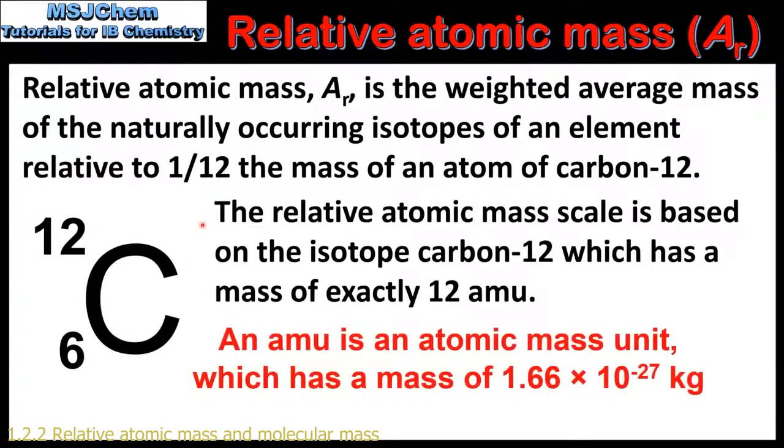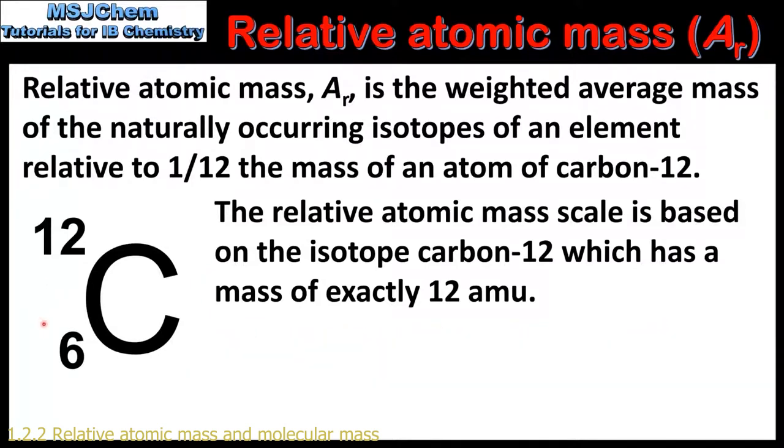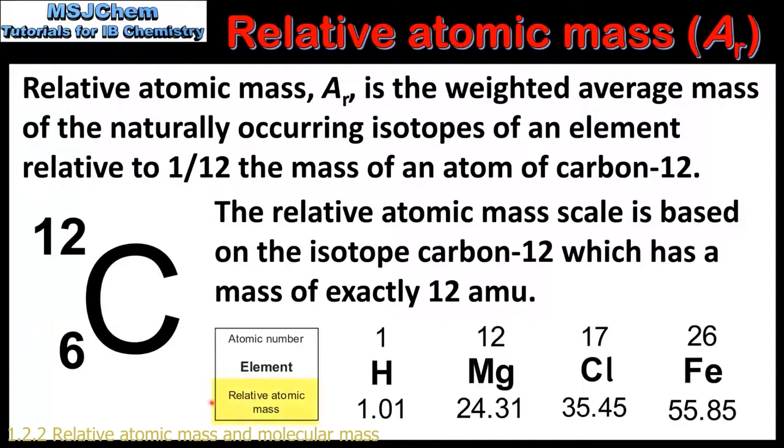The relative atomic mass scale is based on the isotope carbon-12, which has a mass of exactly 12 AMU. On the left, we can see the symbol for the isotope carbon-12. It is to this isotope that the masses of other atoms are compared. The relative atomic masses of elements can be found on a periodic table.